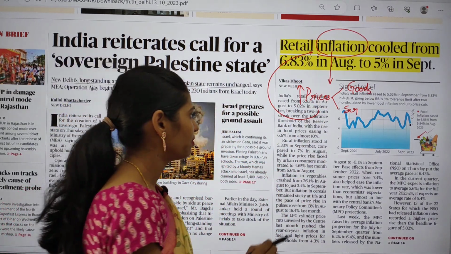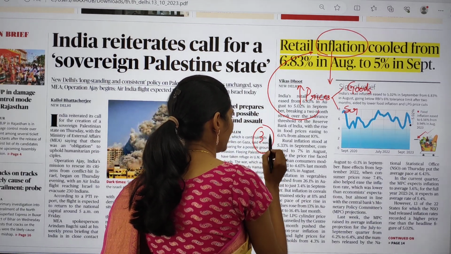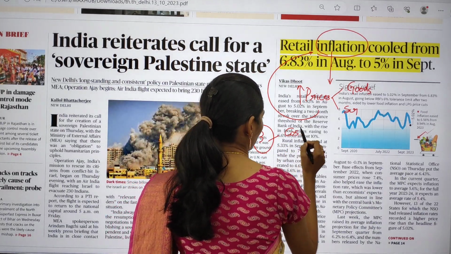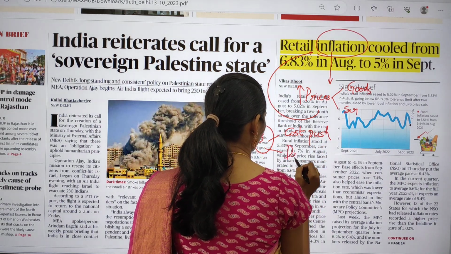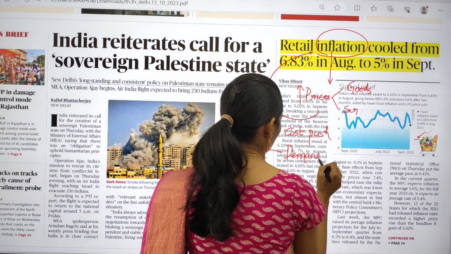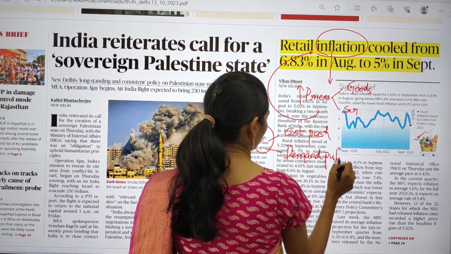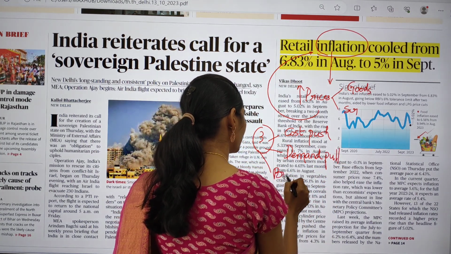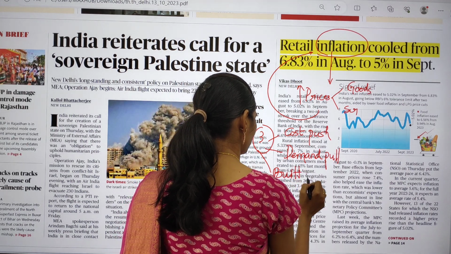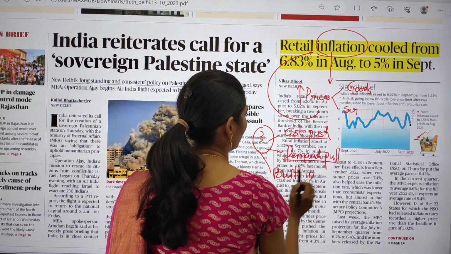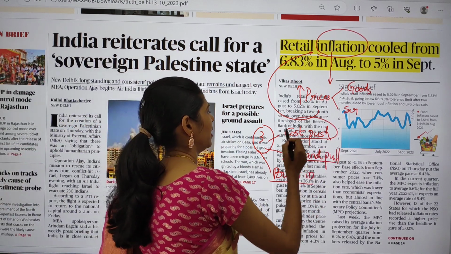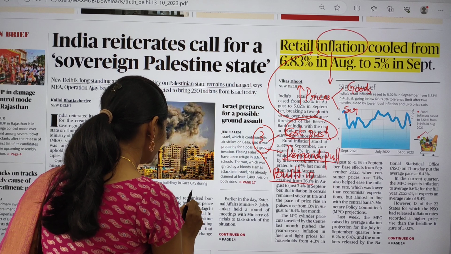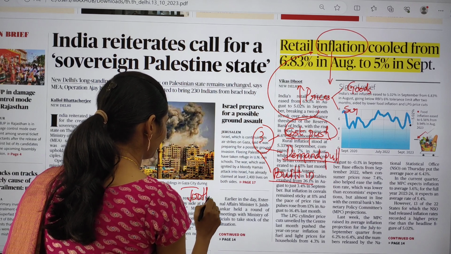If you see the types of inflation, we normally have three types: cost push inflation, demand pull inflation, and built-in inflation. Cost push, demand pull and built-in inflation. So cost push means nothing but, as I said, let us take again that toothpaste company.